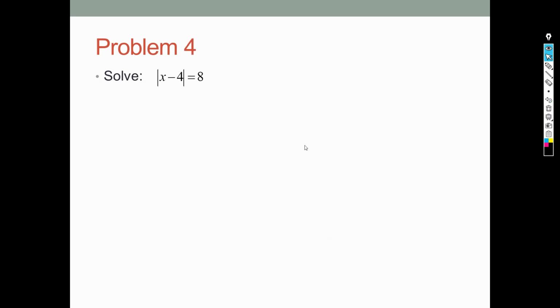Okay, and the next one. You can pause the video again, solve it, then come back. Okay, this one is an absolute value equation. The absolute value of x minus 4 is equal to 6.